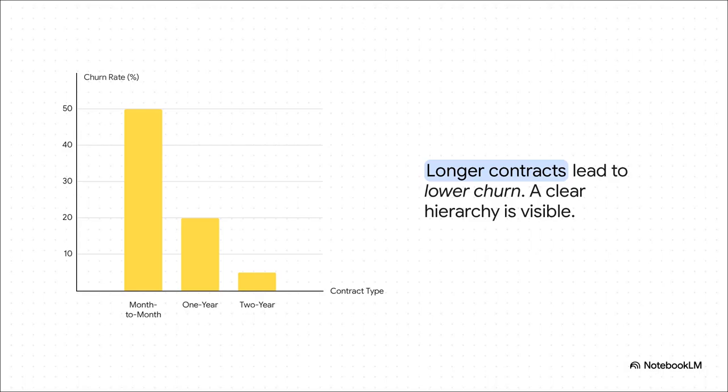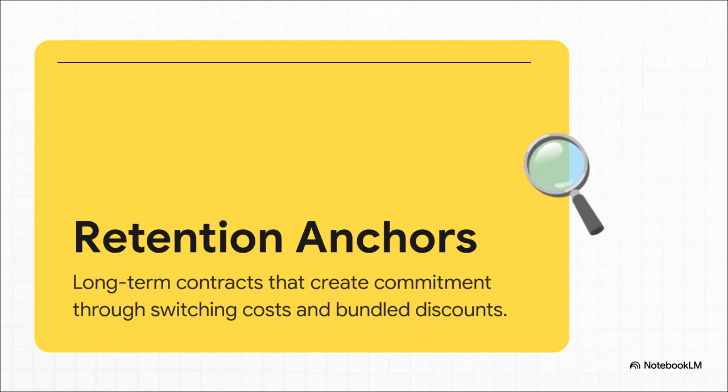But hold on, it's not just about how much they pay. When you look at what kind of contract they're on, the story gets even more interesting. You can see it right here. Customers on those flexible month-to-month plans, they are leaving in droves. People on a one-year contract are more likely to stay. And the ones locked into a 2-year deal, they are by far the most loyal. This brings us to this really cool idea called retention anchors. Think about it like that.